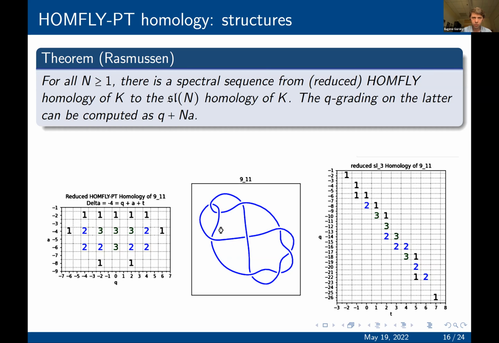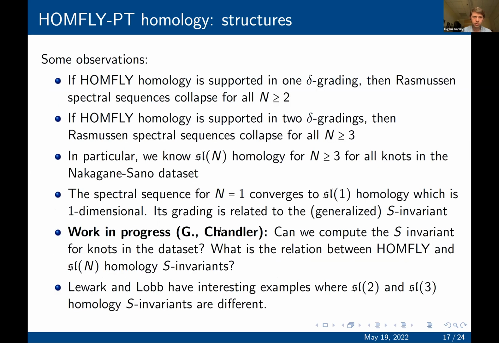And this leads to lots of questions and observations, so let me mention them briefly. If HOMFLY homology is supported in a single delta grading, like in the previous example, then all the spectral sequences collapse for all capital N greater than 2. So SL2 homology will be the same as a vector space as HOMFLY homology. SL3 homology will be the same, and for all SLN, you just know the answer right away.